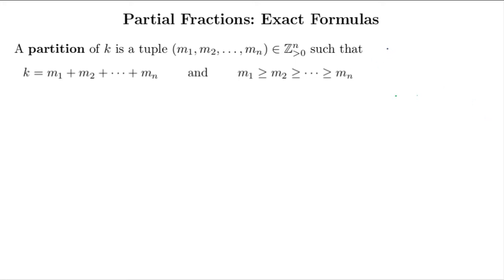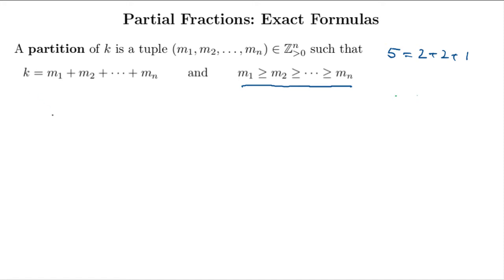So, for example, I might have the partition 2 plus 2 plus 1 of the integer 5. And then contrary to the last video, I will not be able to reorder that and say I also have the composition 2 plus 1 plus 2. The way I'm going to enforce that is I will assume that the parts of the partition will be ordered in the sense that m1 is bigger than or equal to m2, which is bigger than or equal to m3, and so on.